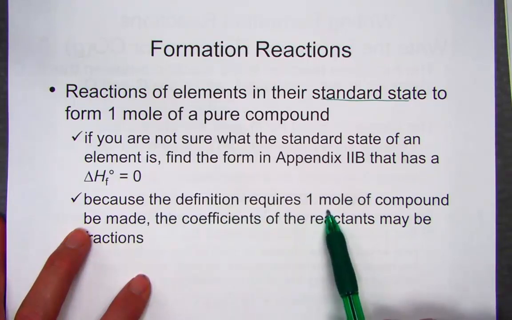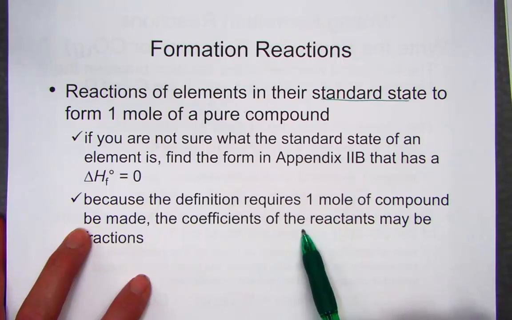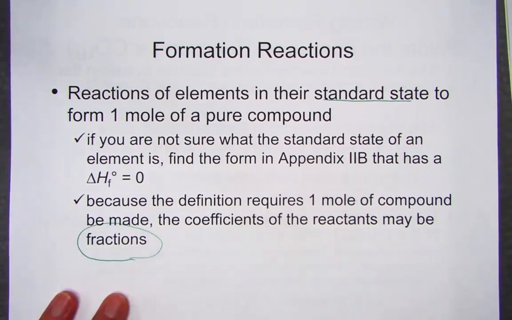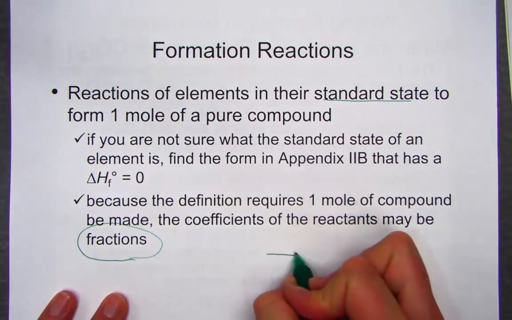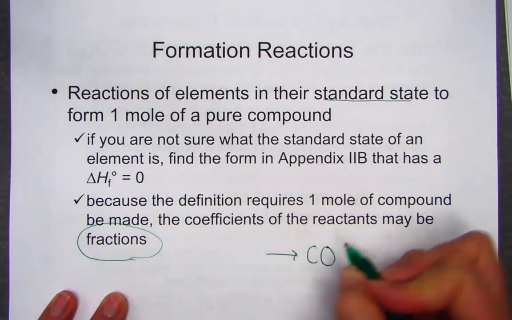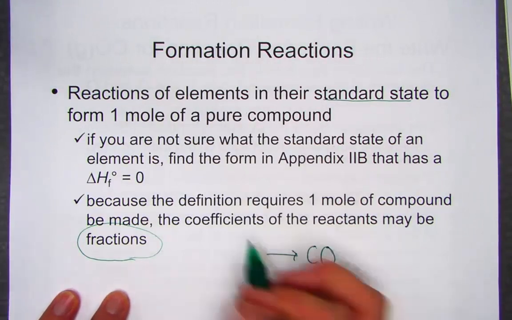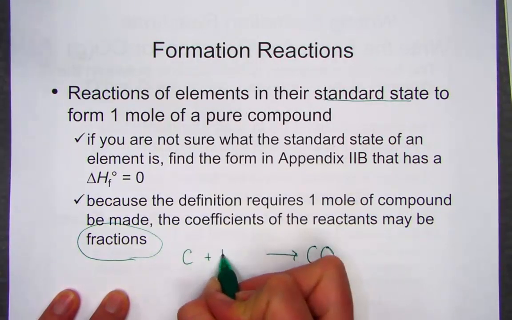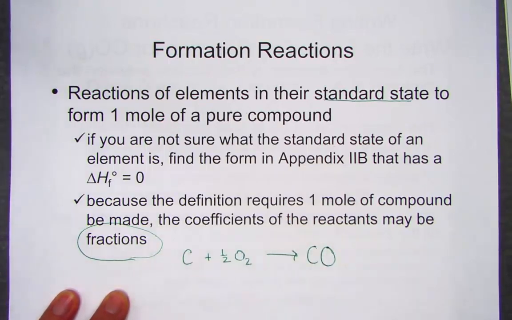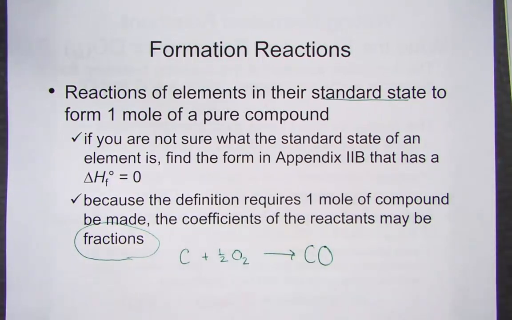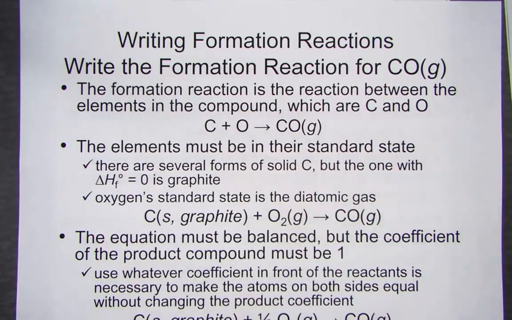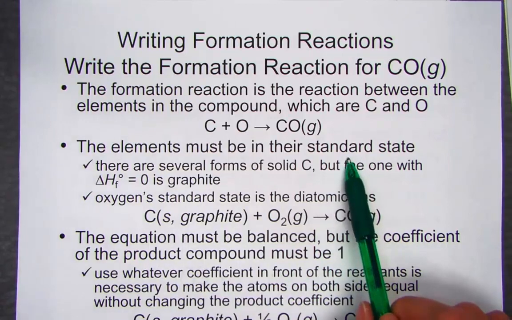Because the definition requires 1 mole of a compound be made, the coefficients of the reactants may be fractions. To clarify, suppose I want to build 1 mole of a molecule called carbon monoxide. 1 mole of carbon will react with half a mole of oxygen to create 1 mole of carbon monoxide. So fractions are allowed, simply reading in terms of mole values. The formation reaction is the reaction between the elements in the compound, which are carbon and oxygen. But the elements must be in their standard state.